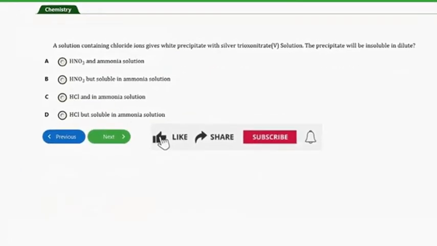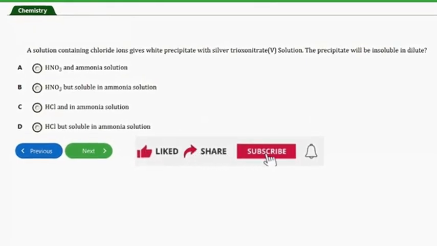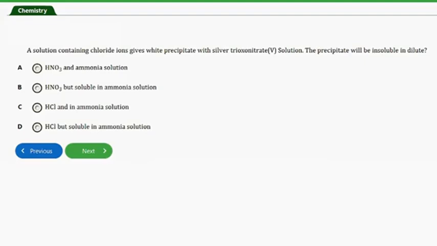So let's consider the next question, guys. Question number 5. It says, a solution containing chloride ions gives a white precipitate with silver trioxonitrate 5. The precipitate will be insoluble in dilute A, trioxonitrate 5 acid and ammonia solution. B, trioxonitrate 5 acid but soluble in ammonia solution. C, hydrochloric acid and ammonia solution. D, hydrochloric acid but soluble in ammonia solution.